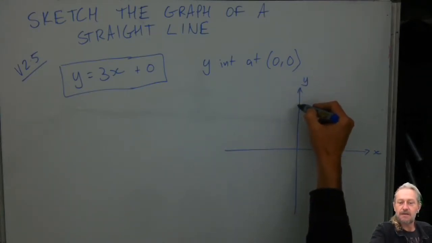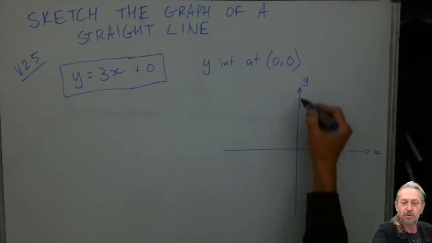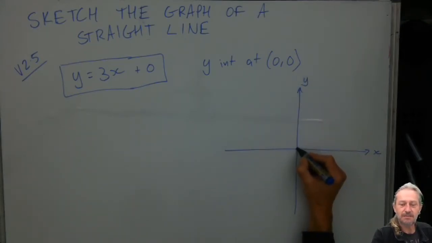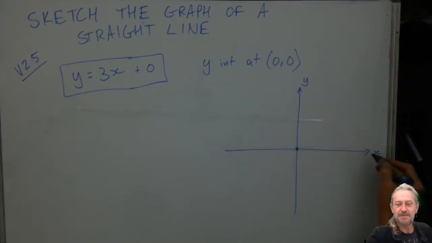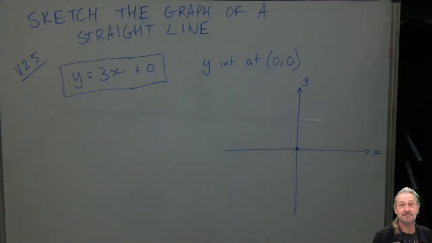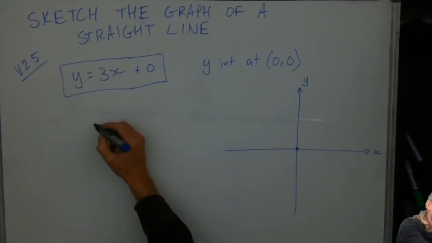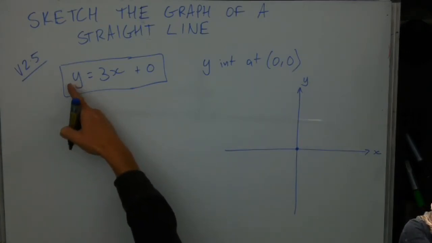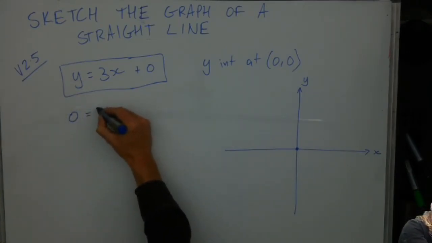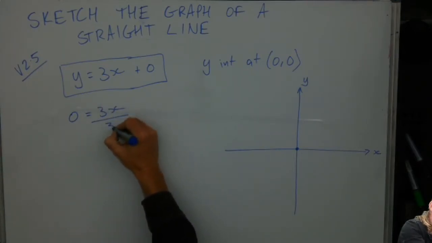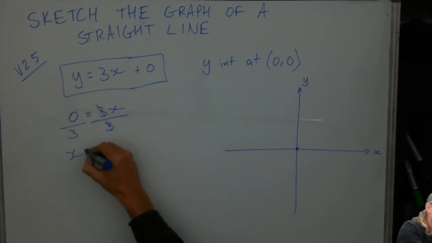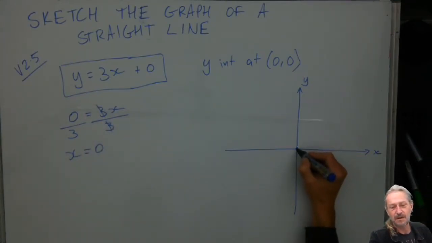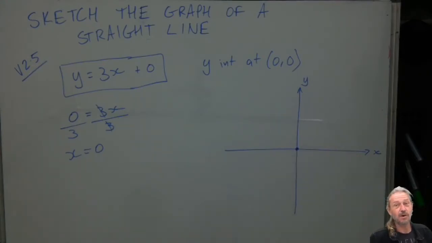So if the line is passing through the y-intercept here, that point is also on our x-axis, so that is also the x-intercept, but we'll just check. If we let y equal 0, then we divide both sides by 3, 0 divided by 3, x equals 0. So there is our x and y intercept.